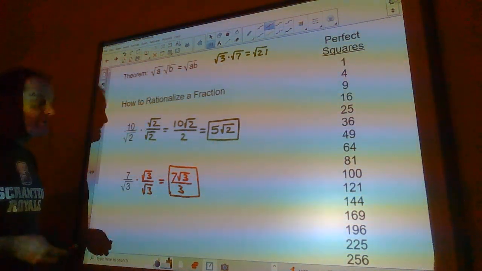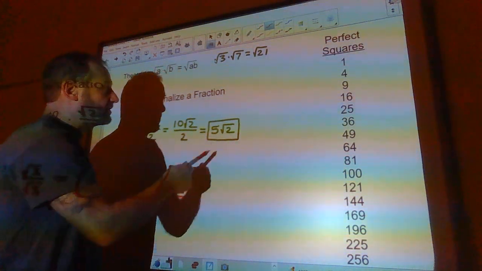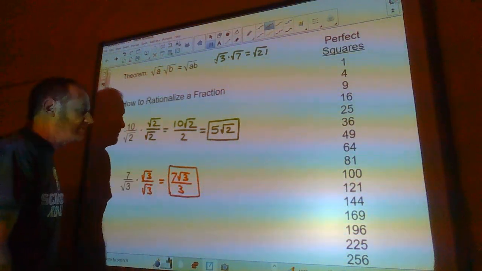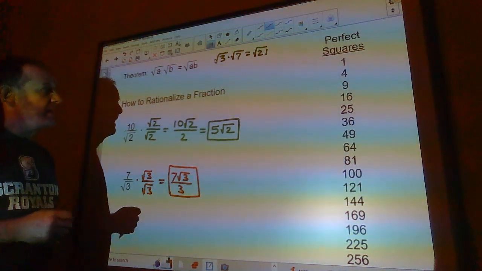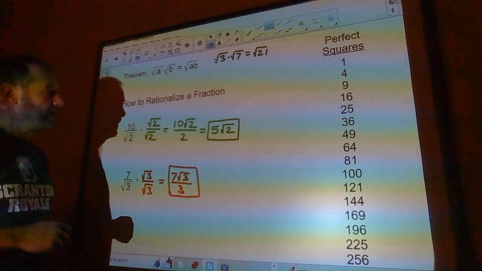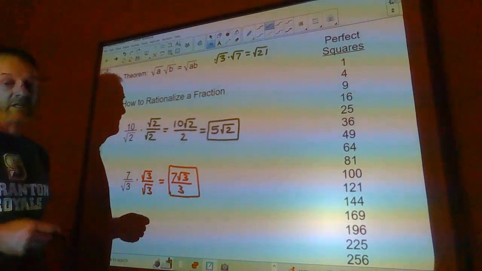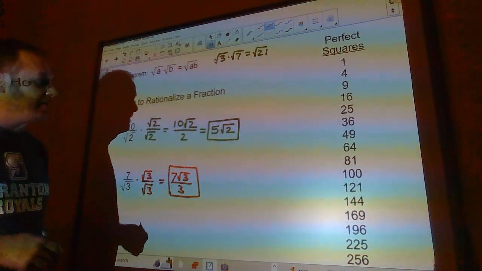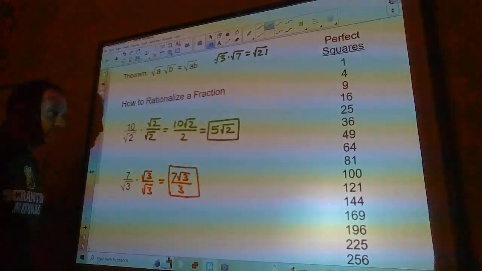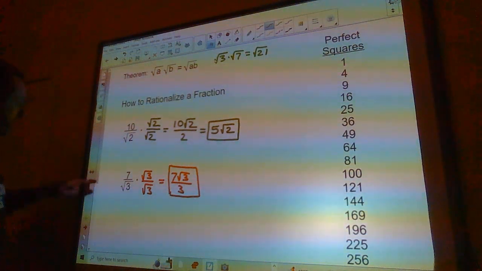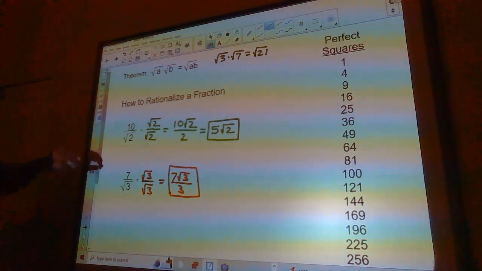Now, it might be that you'd rather have a decimal approximation, in which case you can just do that on your calculator, 5 times the square root of 2 or 7 times the square root of 3 divided by 3, and get those values. Okay, but those are decimal approximations. Remember, the only way that you can write a number exactly if it's got a square root in it is to write it with the square root in it. Okay, so you've got how to rationalize a fraction there.